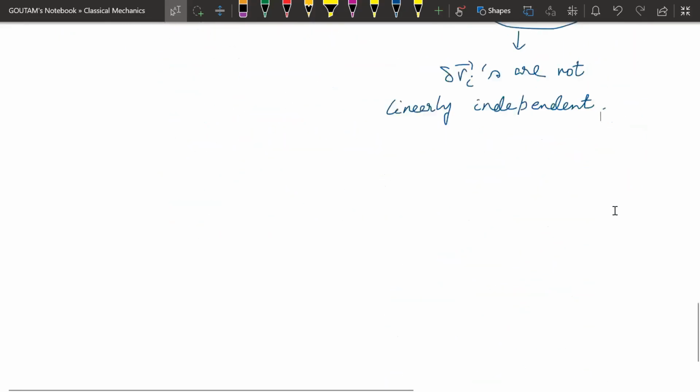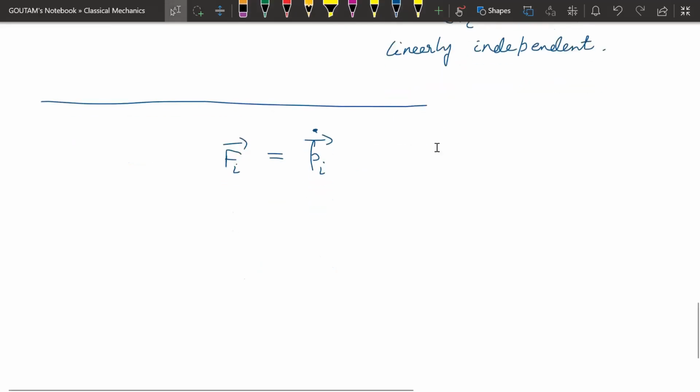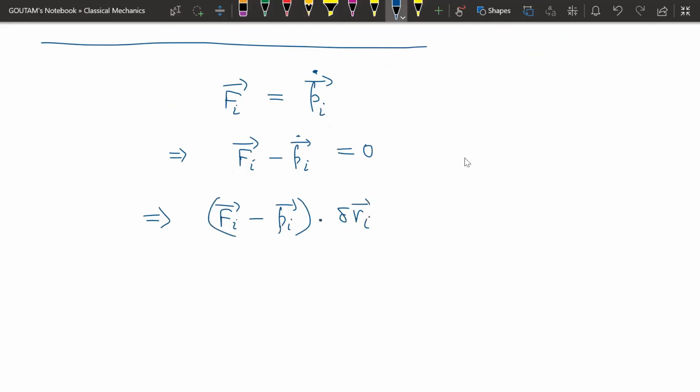Before that, let's derive D'Alembert's principle. We already know that the net force on the ith particle is equal to the rate of change of momentum of the ith particle. So in that case, Fi minus pi dot is equal to zero. So Fi minus pi dot, dotted with delta ri, will also be zero. If we take the summation, it will also be zero, because Fi minus pi dot is zero.